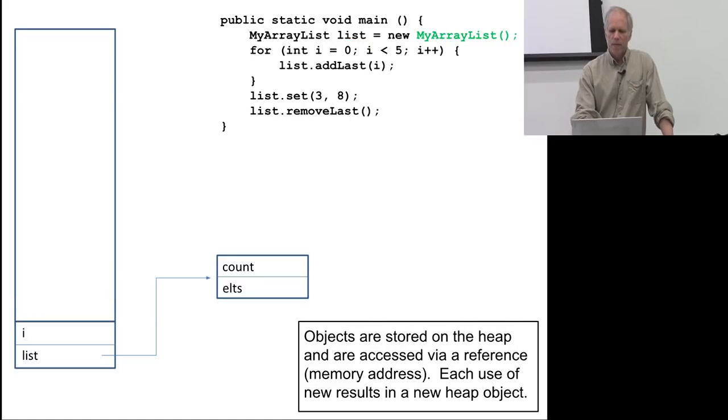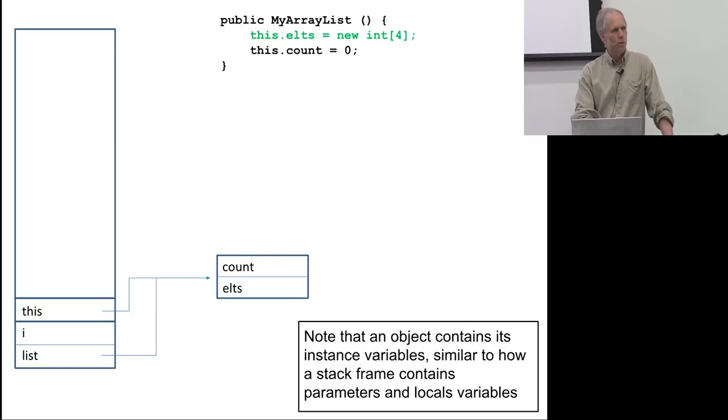Okay, the next thing that happens is we call the constructor. So we have to push the stack frame for the constructor, and notice we push this, which refers to that object. And then what's going to happen is these 2 statements execute. this.else gets new int 4, for example. How will that change my picture?